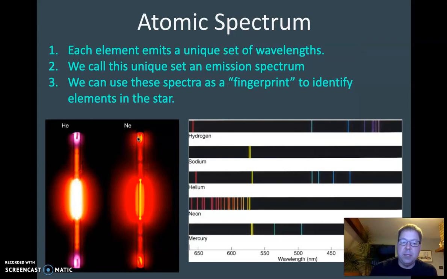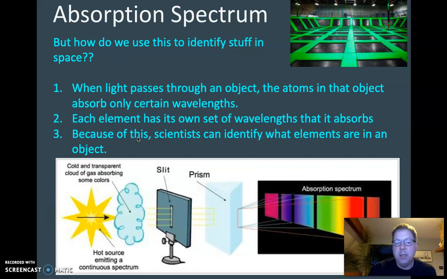And here we show some of the other wavelengths for hydrogen, sodium, helium, neon, mercury. You can see that they all are similar. They all have lines, but none of them are the same. Everything shines a different color, slightly.